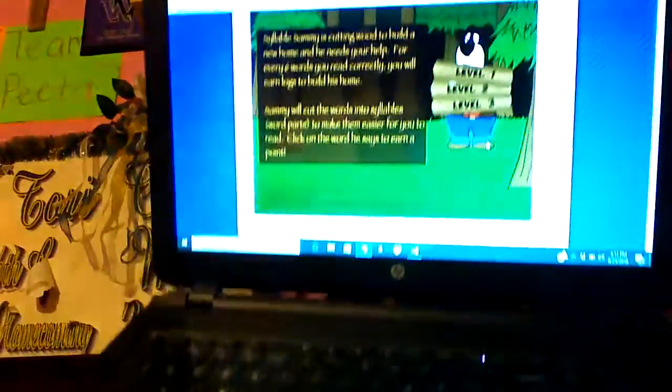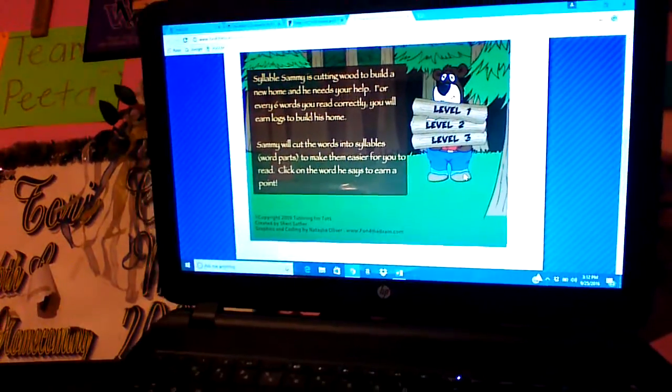Okay, so you press play, and you can choose kids based on what they think they can do. They can choose level 1, 2, or 3. And it says, Syllable Sammy is cutting wood to build a new home and he needs your help. For every 6 words you read correctly, you will earn logs to build his house. Sammy will cut the wood into syllables to make them easier for you to read. Click on the word he says to earn points. So let's just say we did level 1.